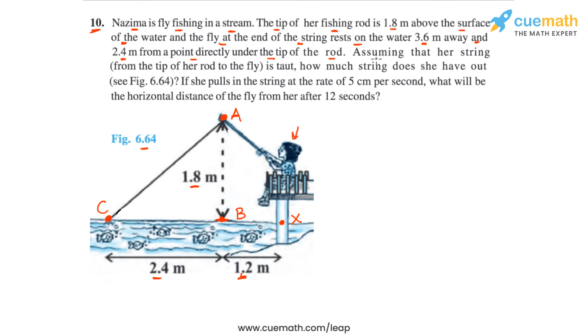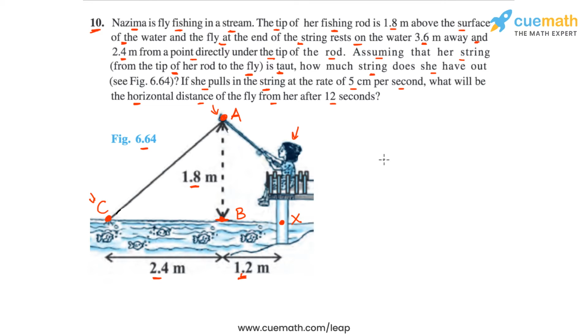Now, the problem statement says, assuming that her string from the tip of the rod to the fly, so from the point A to the point C, is taut, meaning completely straight, there is no slack in the string. How much string does she have out? So how much string is out of the fishing rod? And that is simply the length of AC. So in this first question, we have to simply find the length of AC. Then the question says, if she pulls in the string at the rate of 5 centimeters per second, what will be the horizontal distance of the fly from her after 12 seconds?